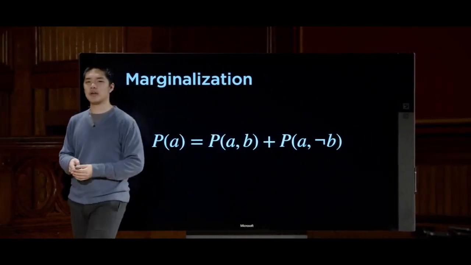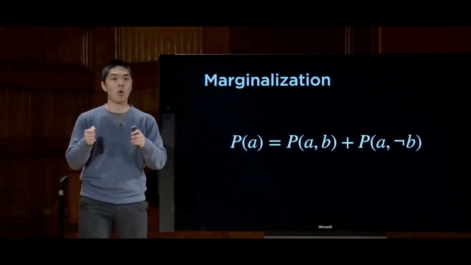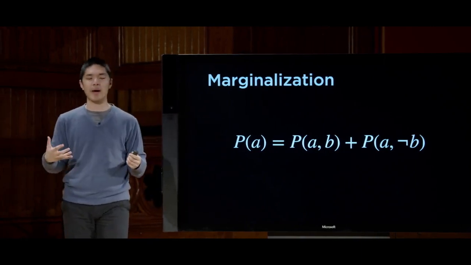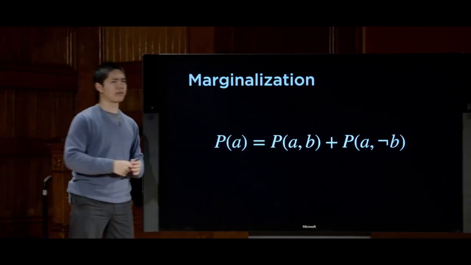So by marginalizing, I've looked at the two possible cases that might take place. Either B happens or B doesn't happen. And in either of those cases, I look at what's the probability that A happens. And if I add those together, well, then I get the probability that A happens as a whole.